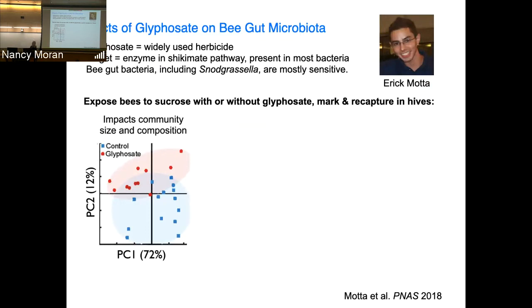And it turns out that Snodgrassella in particular is very sensitive. It has a very sensitive enzyme that is the target of this, and so when bees are exposed to glyphosate, there's a big effect on the microbiome composition. This is just a PCA plot showing the community composition represented by the position here. The glyphosate-treated ones diverge from the non-treated ones. And Snodgrassella in particular is really reduced, almost eliminated by it.